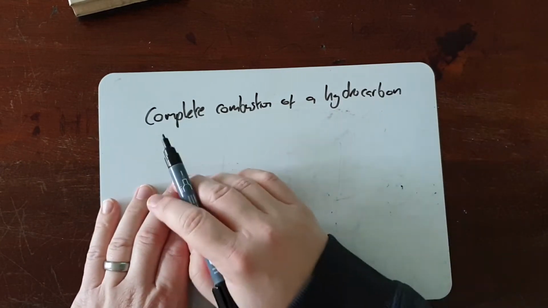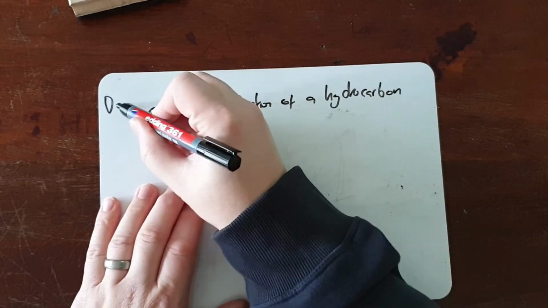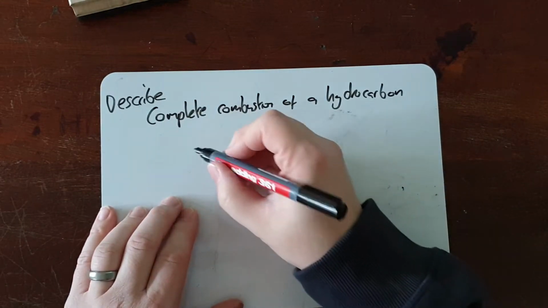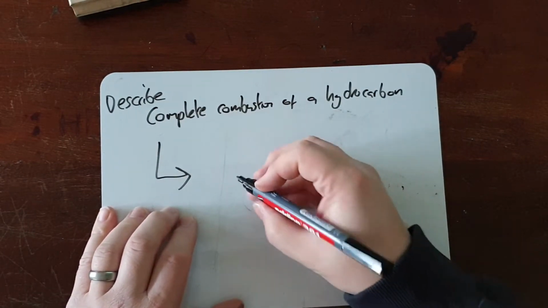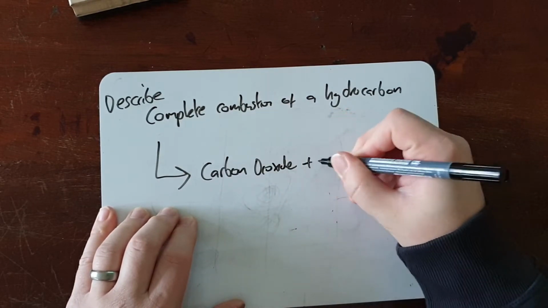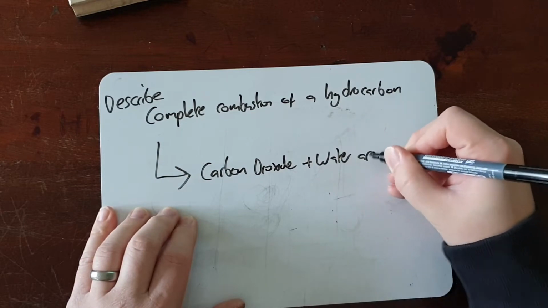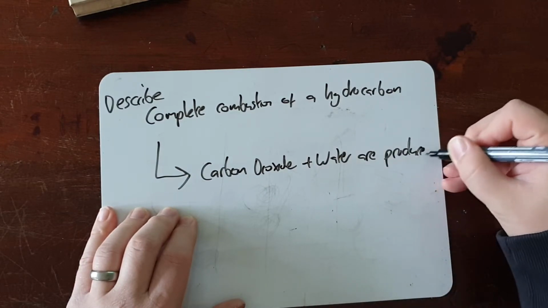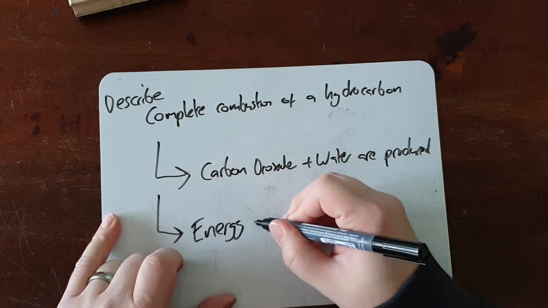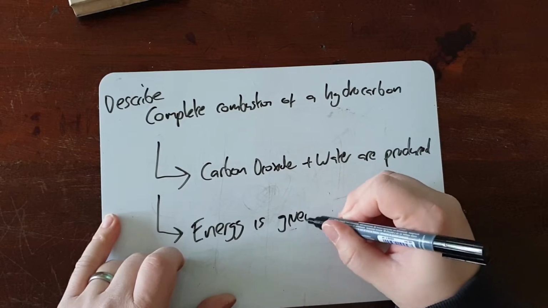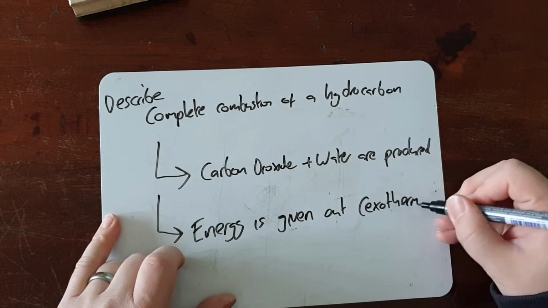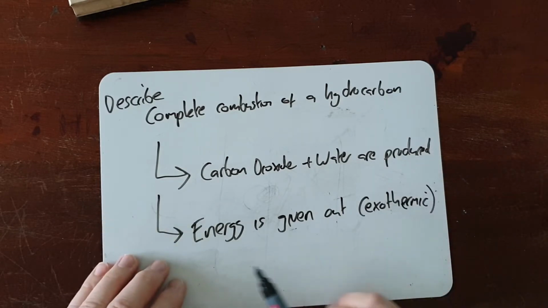You need to be able to, actually I'll just add in the keyword here. You need to be able to describe complete combustion of a hydrocarbon, and the 2 ways that you describe it are carbon dioxide and water are produced, and then energy is given out, which means it's exothermic. Okay, so energy is given out.